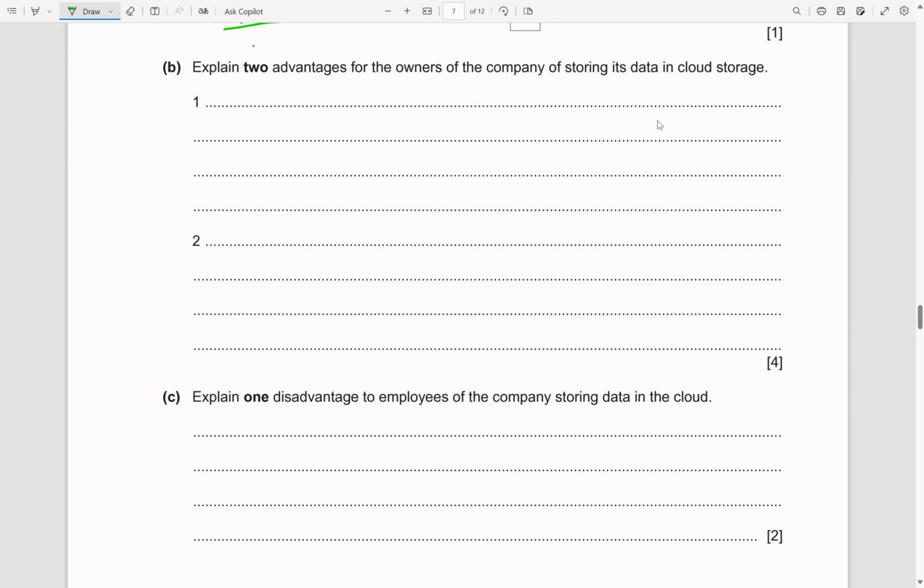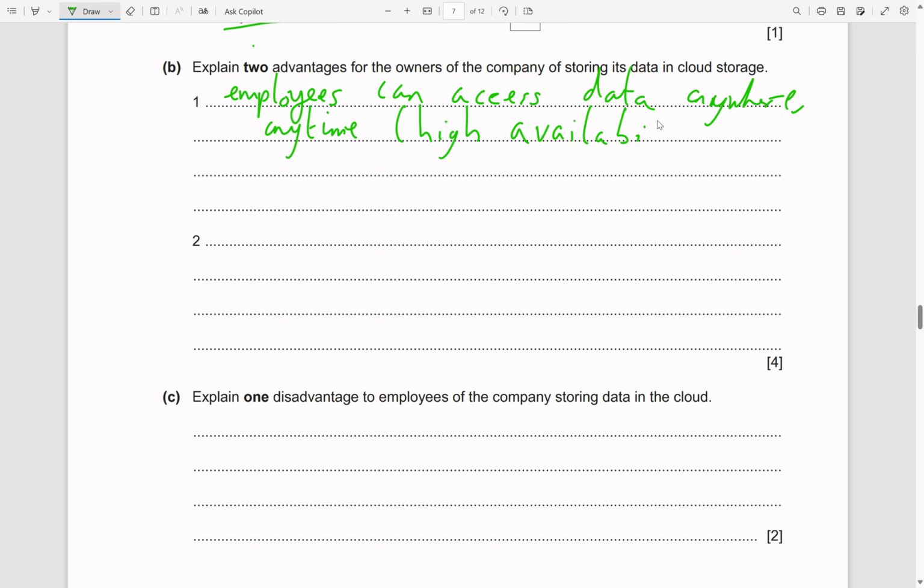Right, so explain 2 advantages for the owners of the company of storing its data in cloud storage. Right, so I think the first one you say, let's say employees can access the data from anywhere at any time. Data anywhere, anytime. We can just say high availability, okay, because that's really what this means. Availability is how often, and where, you can access the data, right, things like that.